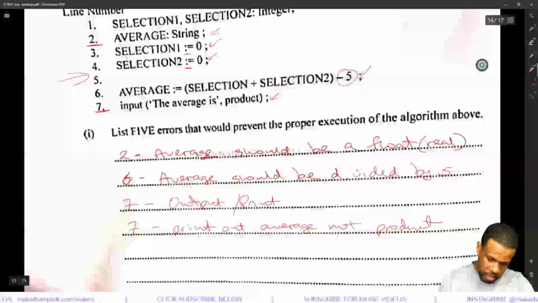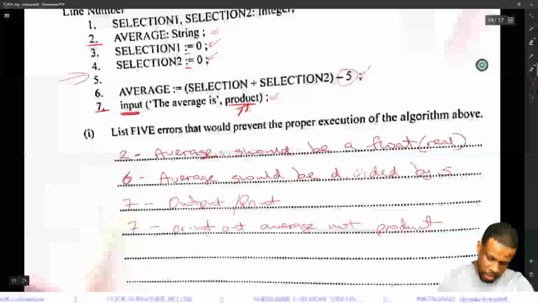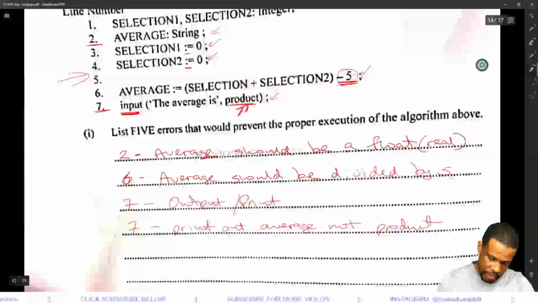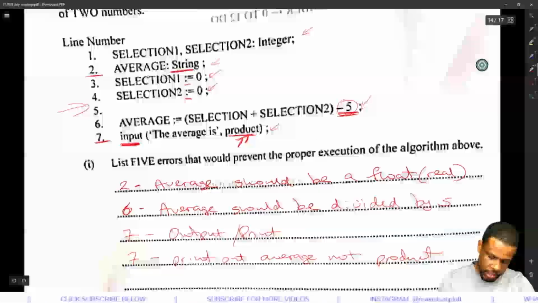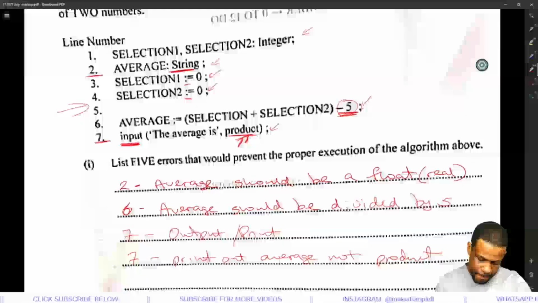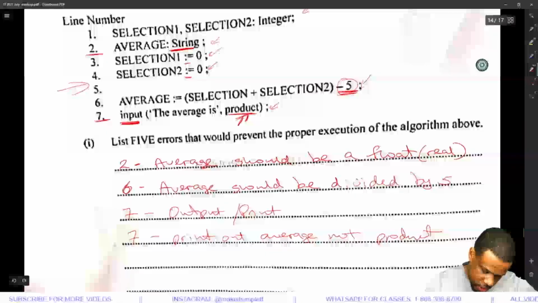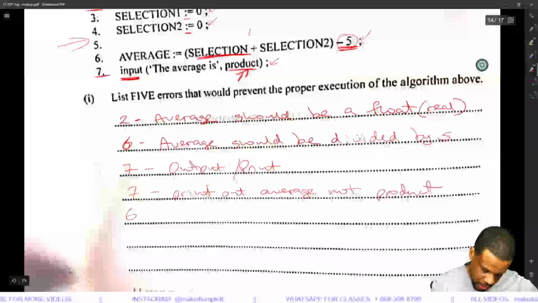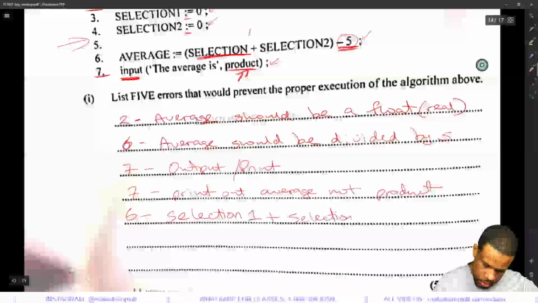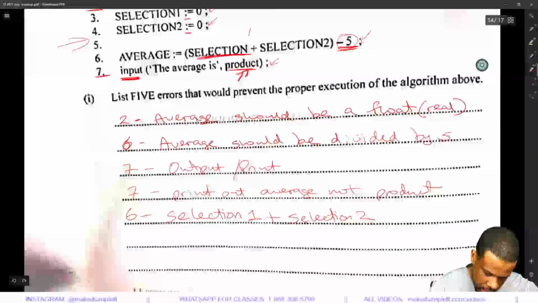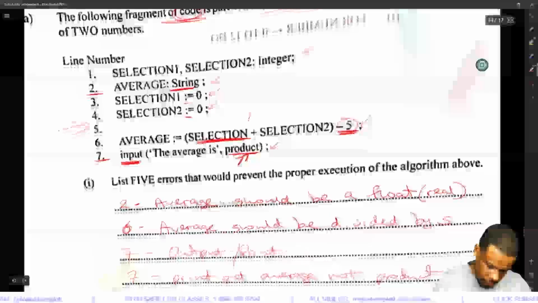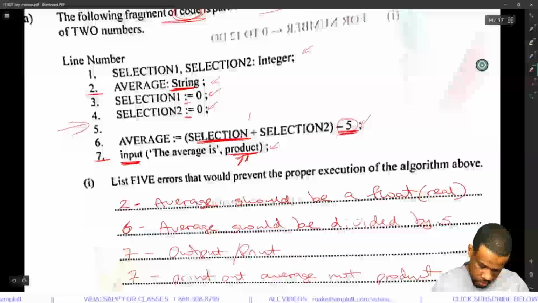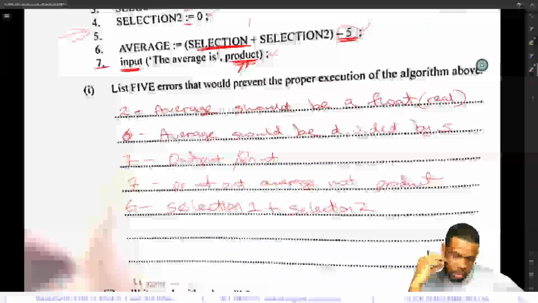You see how they put product here? That's an error. Input is an error here, that should be output. Dividing by 5 is an error. Setting this as a string is an error because average should be a float. And what's the fifth one? Oh, this is supposed to be selection 1. Line 6 is supposed to be selection 1 plus selection 2, because they didn't put the 1 inside here. So that's an error here, there, there, and there. That's 3, then 4, and 5 here. So that's the 5.